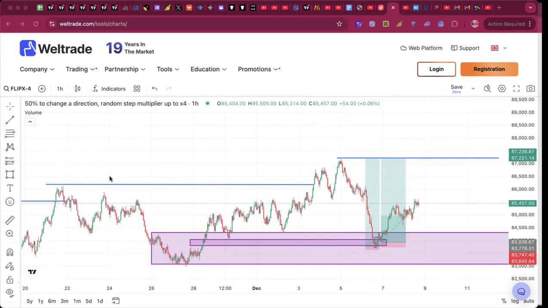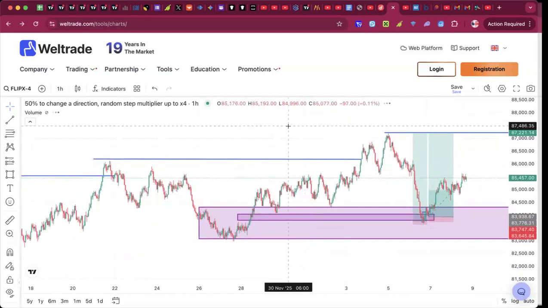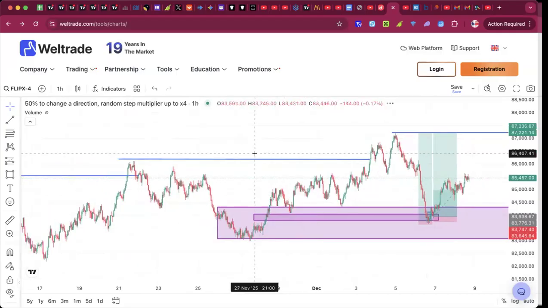3,444 multiplied by 0.1. Up with 300 and something dollars. Sweet. That's powerful. Now, this is how this actually works. You have to work with price action.